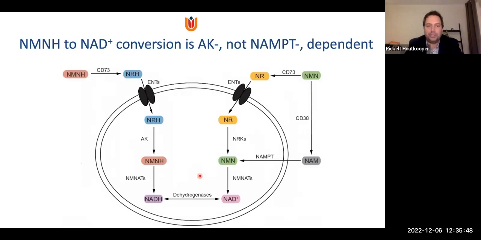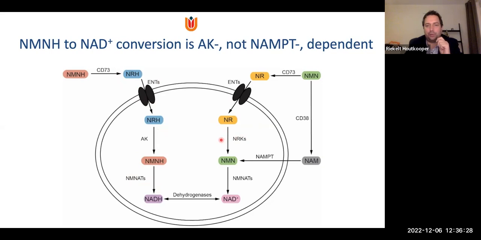So I won't go into all the details of the study. It has been published, but what Ruben did is to look at the enzymology of these pathways, look at the different enzymes that are involved in converting NMN, the classical precursor, into NAD, and comparing each of these steps between NMN and NMNH. And he found that the majority of the pathway is identical. So there is still CD73, which is identical. It's still the ENTs doing the transport. It's still the NMNATs that catalyze the last step of the synthesis.